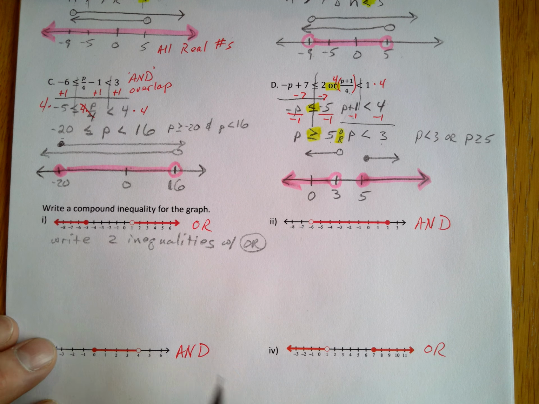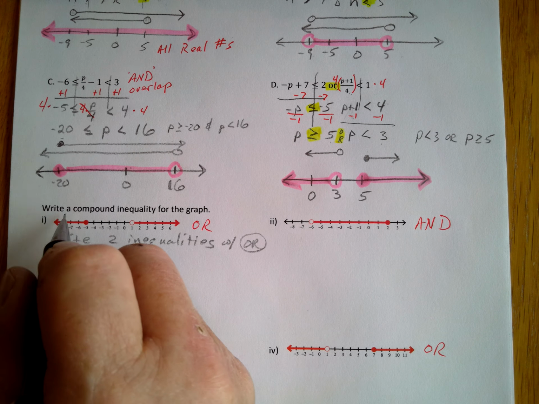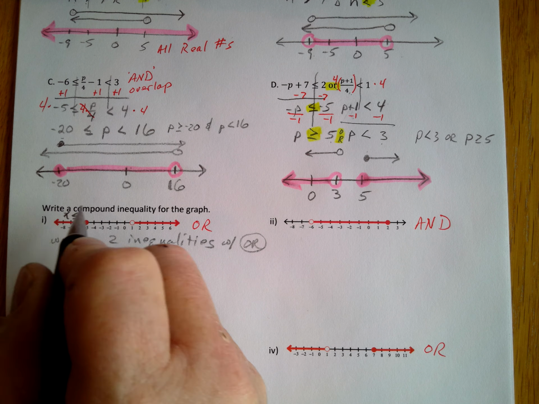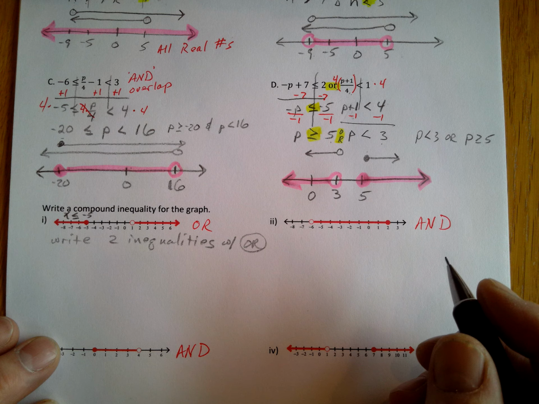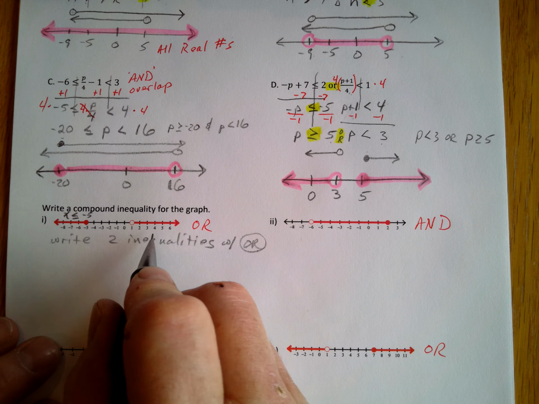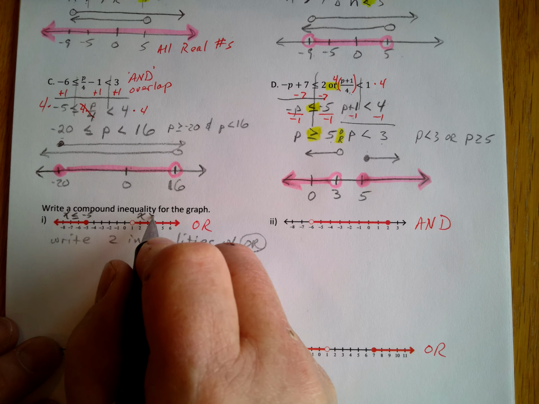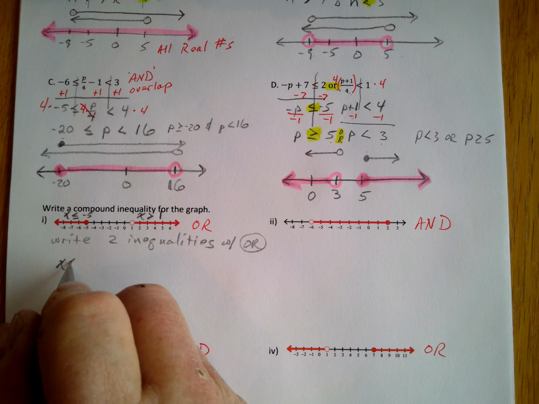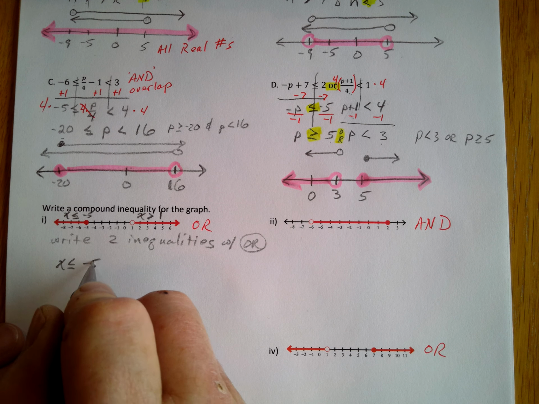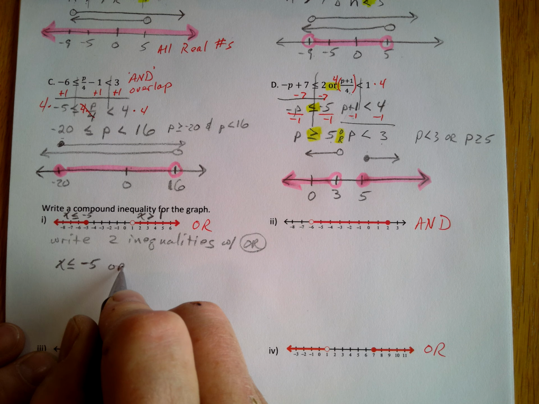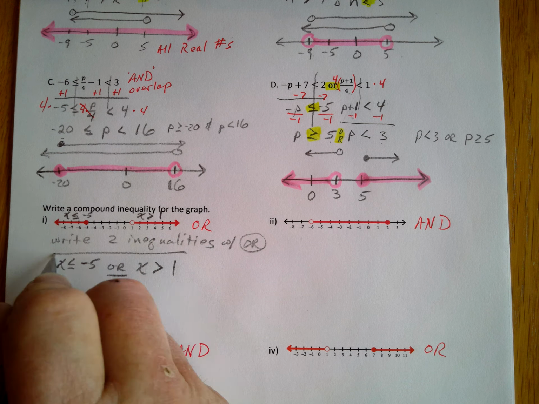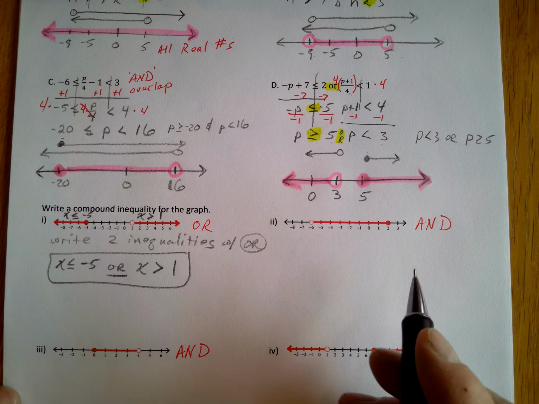So how would you write this guy? You would say x is less than or equal to, because it's closed, -5. And you would write this one to be x is greater than 1. So x is less than or equal to -5, or x is greater than 1. Done. Bada bing, bada boom.